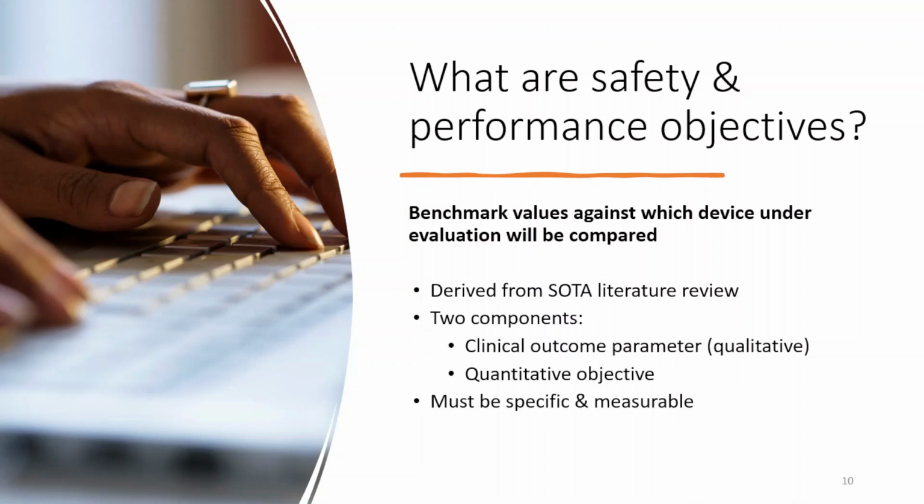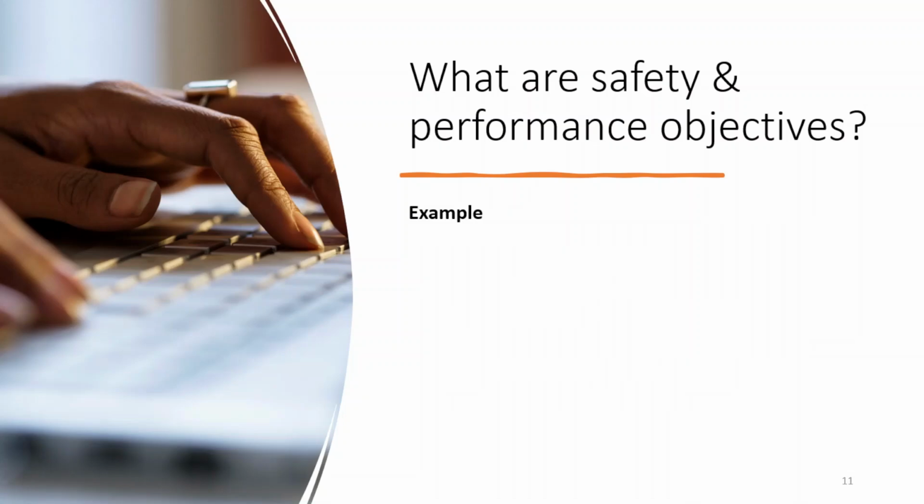And as per the non-conformity, safety and performance objectives must be specific and measurable. Now that covers a lot of ground, so let's take an example and break this down. So an example might be a completed safety, or in this case a performance objective, increasing walking distance in meters at 6 weeks post-procedure of 61.46 meters.